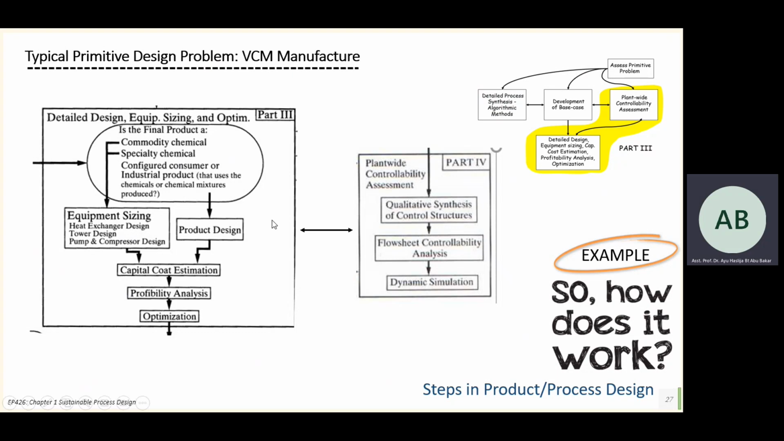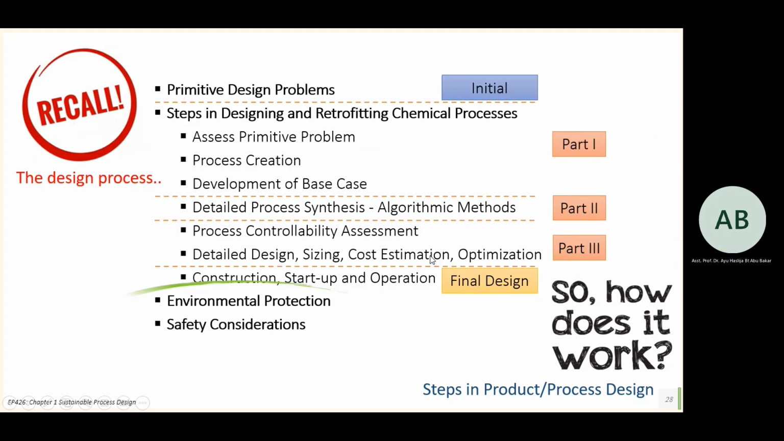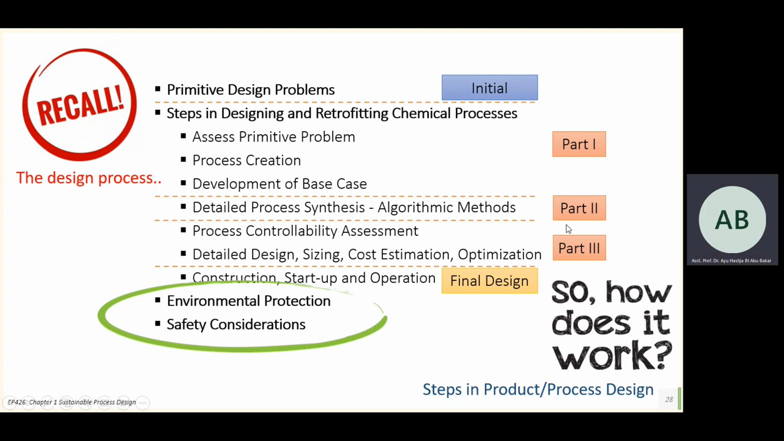Then part 4, it should be the control part. So that's all for part 1, 2, and 3. After you optimize everything, then only you can start the final construction. Once you get the optimization and you have the final design, then you can start the construction.